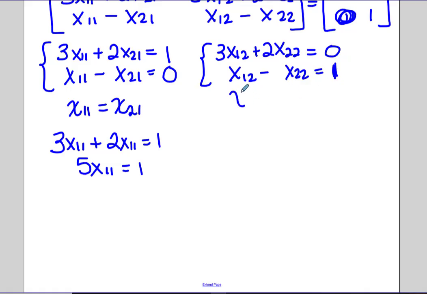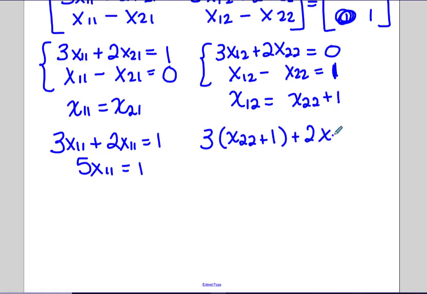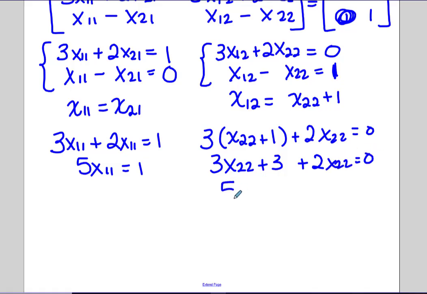Okay, so in the second one, we have this second equation is equal to 1. So we could say x sub 12 is equal to x sub 22 plus 1. So replacing x sub 12 with x sub 22 plus 1 plus 2x sub 22, we would have 3x sub 22 plus 3 plus 2x sub 22 is 0. So 5x sub 22 is equal to negative 3.